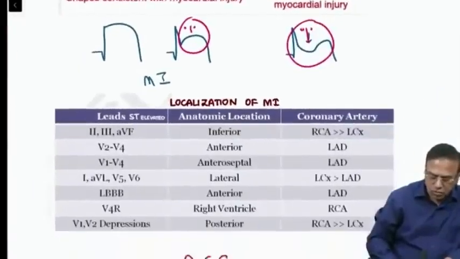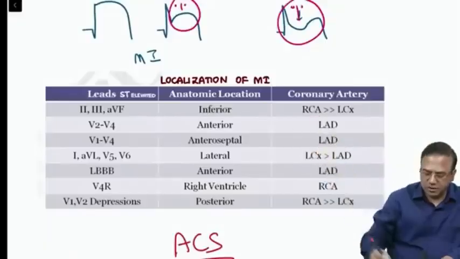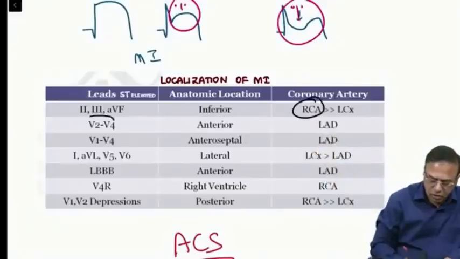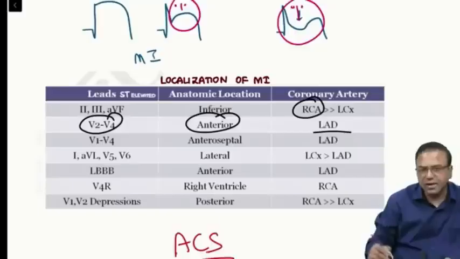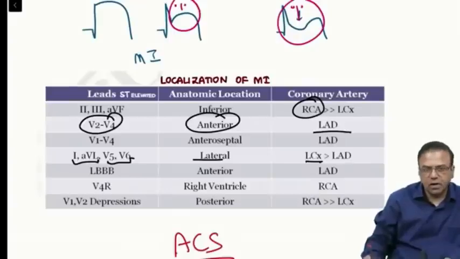So localization is mentioned here. Leads 2, 3, and AVF show inferior wall MI, and the right coronary artery is the culprit. V2 to V4 is anterior wall MI and it is LAD territory. V1 to V4 is also LAD. Lead 1, AVL, V5, V6 is lateral wall MI, left circumflex. Any left bundle branch block is LAD territory.